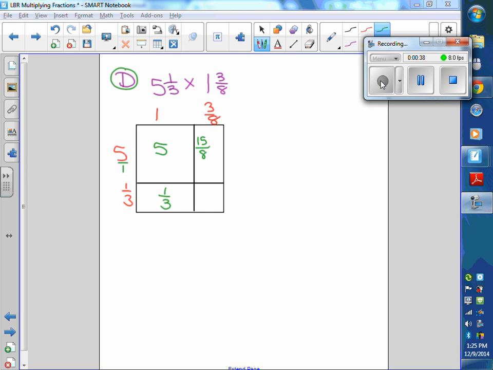So really, the way I should have drawn my box, I need more space over here. I know I can do that on the smartboard and you can't, but make a nice big box, it won't be crowded.